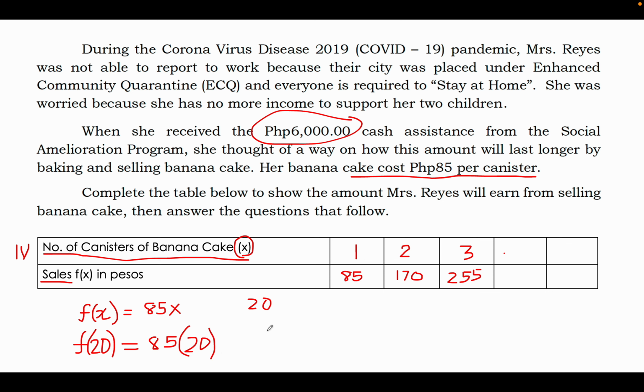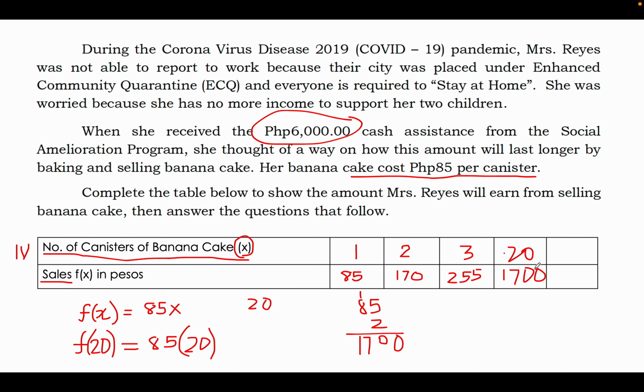Okay? So, kapag nagmamultiply tayo ng 0 ang dulo, huwag na natin gamitin yung 0. 2 lang. So, 2 times 5 is 10. And then, 2 times 8 is 16. Plus 1, 17. Tapos, dagdagan lang natin ng 0. So, kapag 20 na siya, ang kikitain niya is 1,700. Understood? Naintindihan? Well, actually, meron na kayong example dyan sa module.